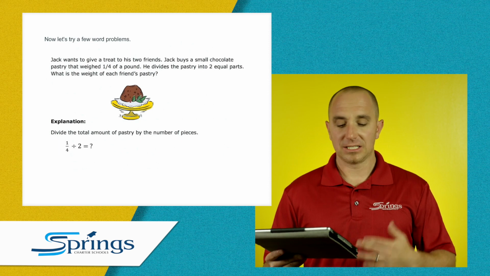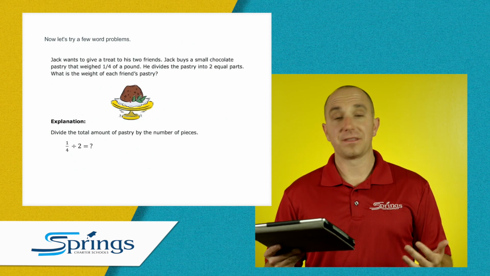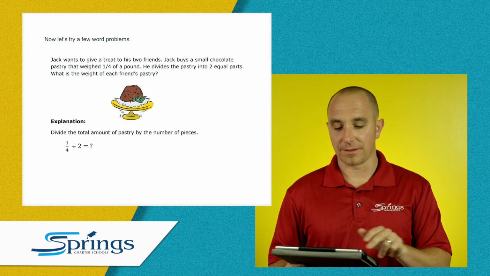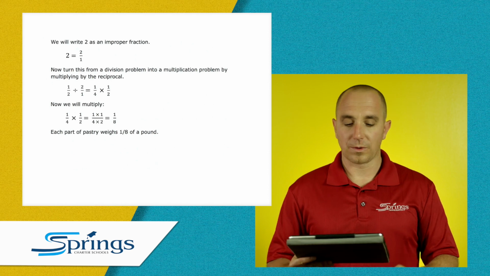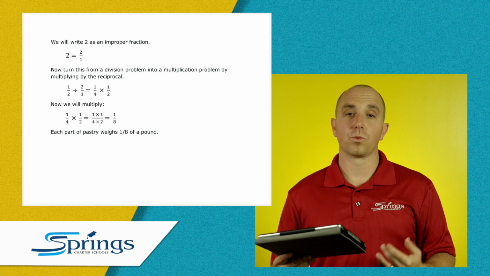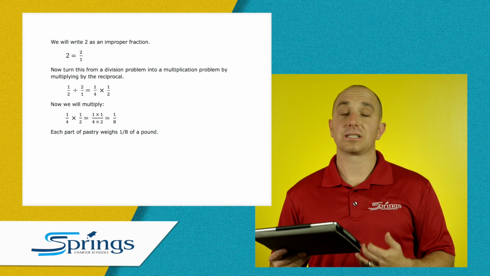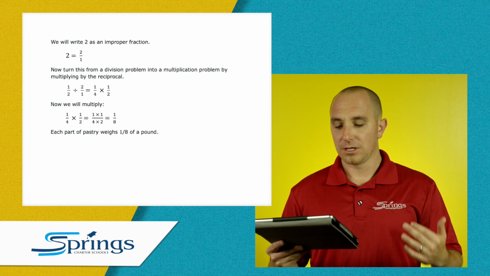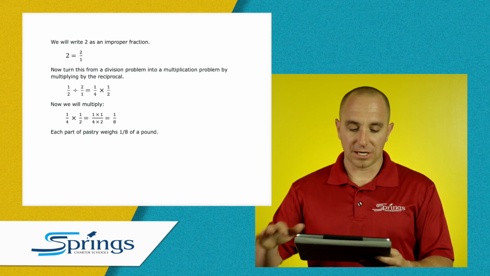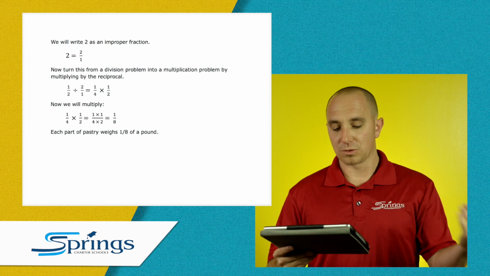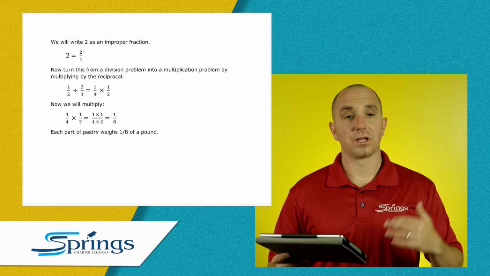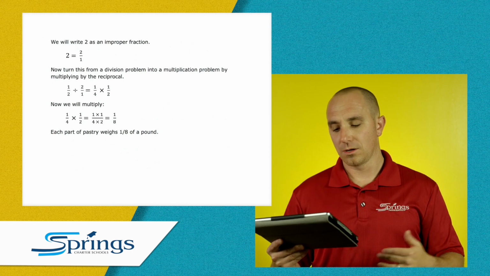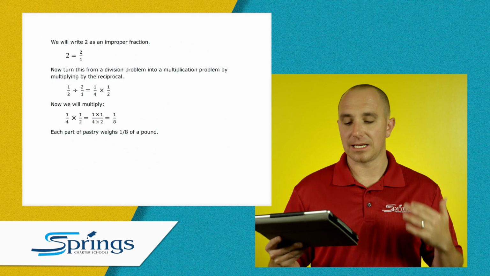So let's think about it. He's basically dividing the total amount of pastry by the number of pieces. So we have 1/4 pound pastry divided by the 2 people he's sharing it with. We're going to write 2 as an improper fraction, 2 over 1, to make it a fraction. So we're dividing 1/4 by 2 over 1. Just like before, you can't exactly do that, so you have to turn it into something a little different and multiply it across. If you have 1/4 times 1/2, it'd be 1 times 1 is 1, and 4 times 2 is 8, so you'd be getting 1/8.